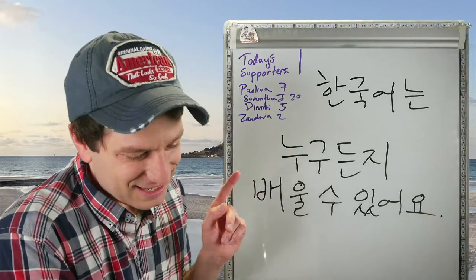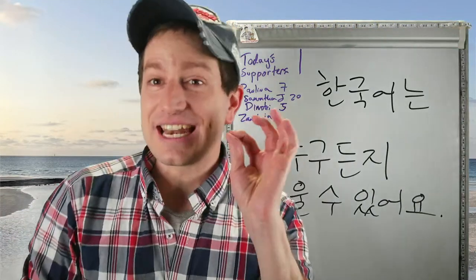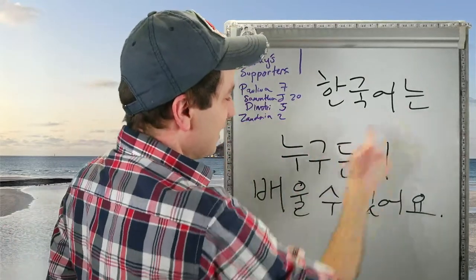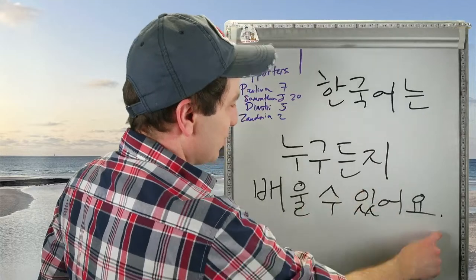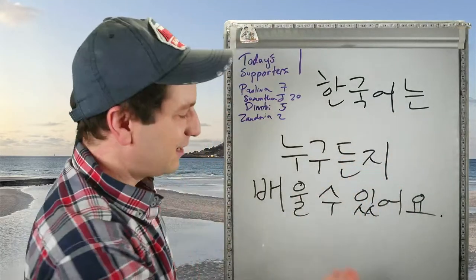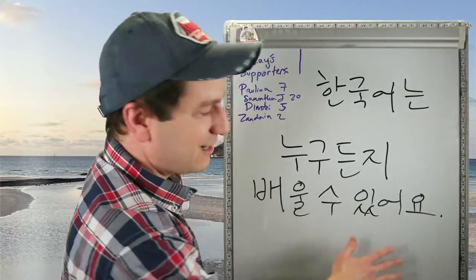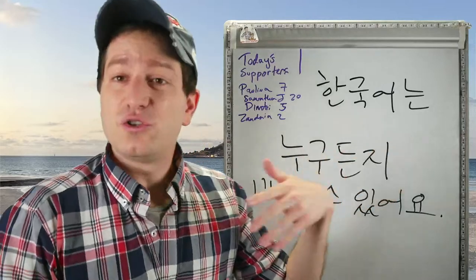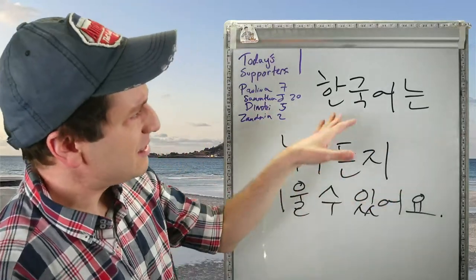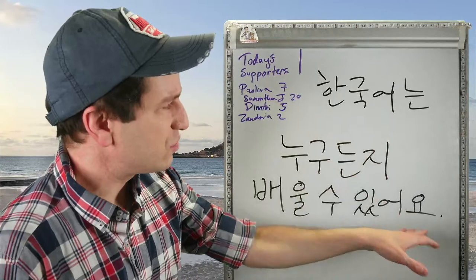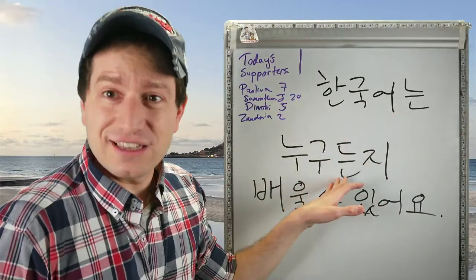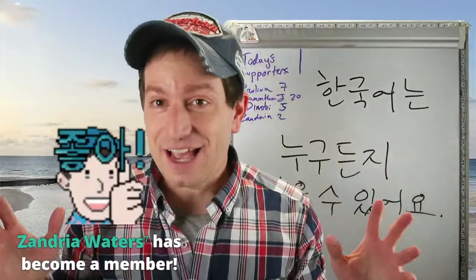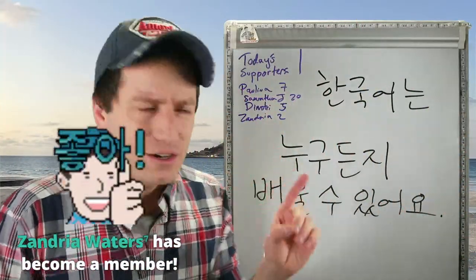Yes. Many of your translations have anyone, and that is perfect. Please don't think you did anything wrong. Okay. 한국어는 누구든지 배울 수 있어요. 한국어는, so Korean. 배울 수 있어요, can learn. So 누구든지, 누구 is who, 누구든지 whoever. So literally this sentence is Korean whoever can learn it. So whoever can learn Korean. But how awkward does that sound? But the meaning is there.